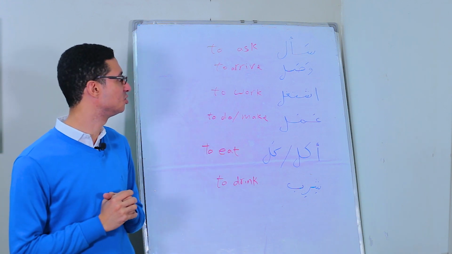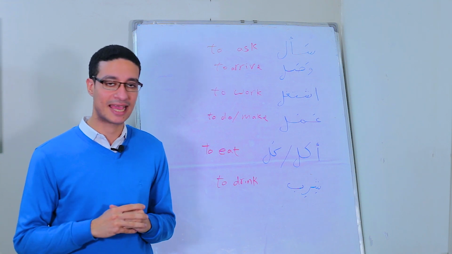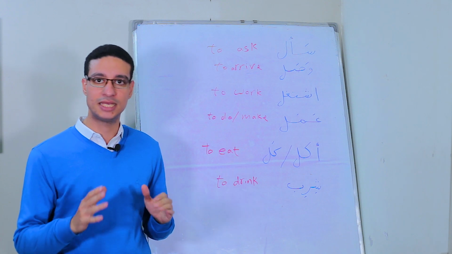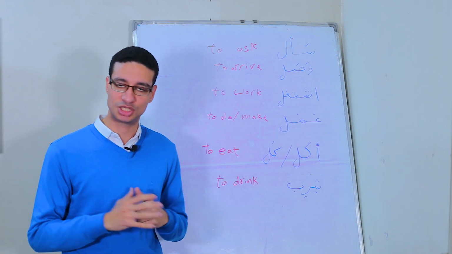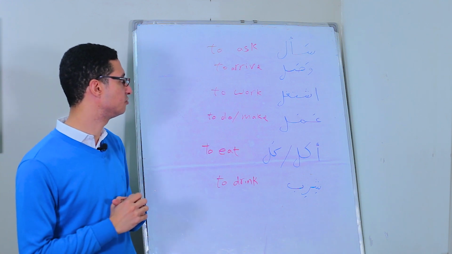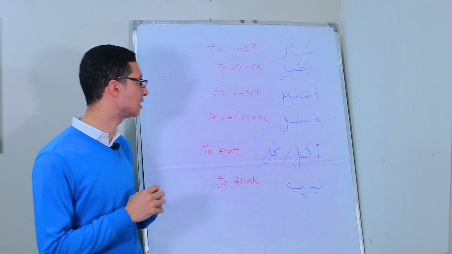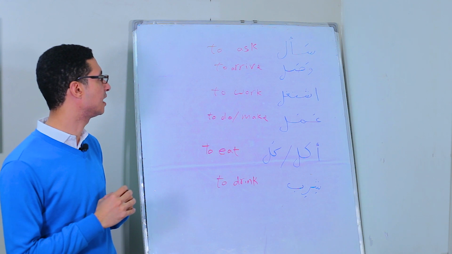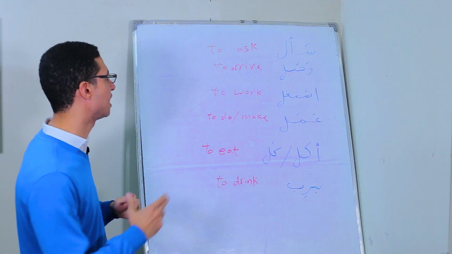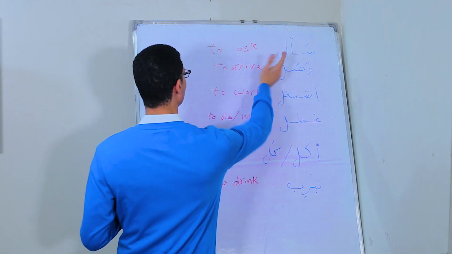Our video today is in Egyptian dialect and we are going to discuss the 15 most used verbs in Egyptian dialect. Okay, of course we have just chosen 15 in our opinion. They are used a lot in the language and it's very important to know these verbs. The first one is sa'ala.